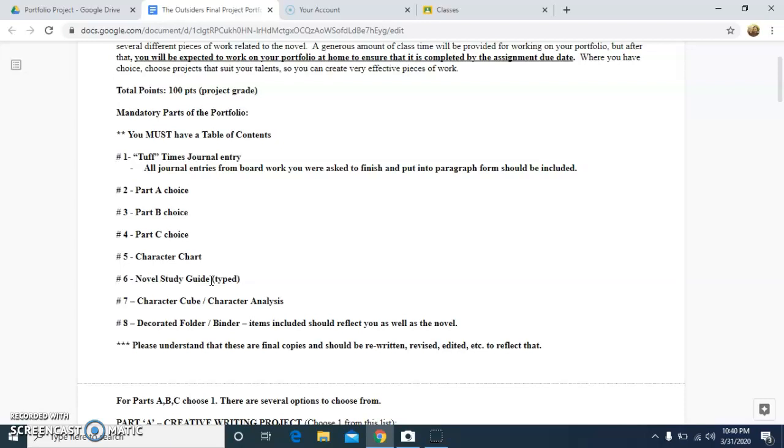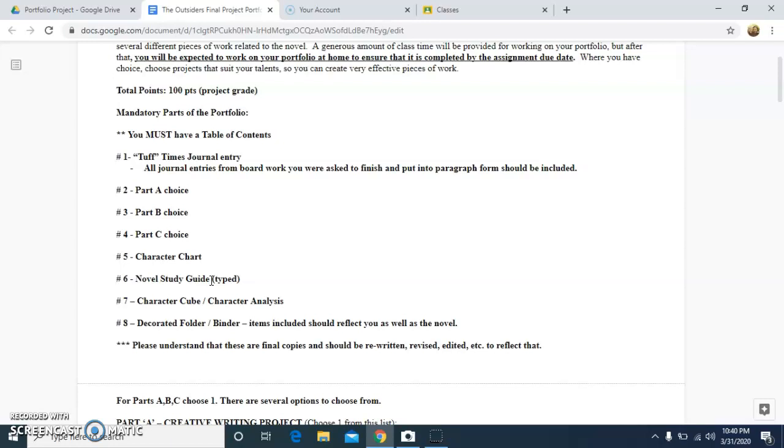And then the other mandatory part of this that you must have is a decorated folder / binder. Again, we're going to include all of our requirements here in a binder, hopefully. If not, we're going to have to look at this as a digital format. And again, we will understand hopefully here soon what's going to go on at the end of the year, and we can make a decision and then walk you through how to do that.